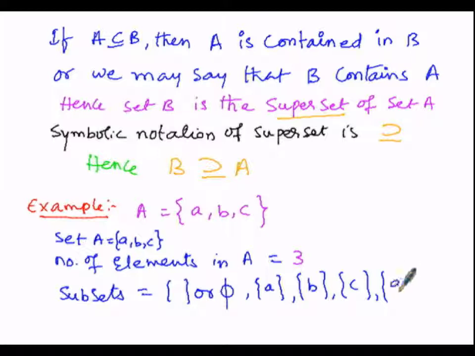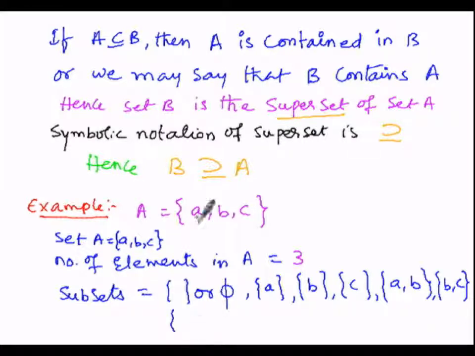Now by taking 2 at a time, here A, B. The set consisting of 2 elements, A and B, are also present in set A, that is A, B, C. So the set consisting of A, B is also a subset of A. Then the set consisting of B and C. This set consists of 2 elements, B and C. These are also present in set A. Therefore the set consisting of B, C is also a subset of A.